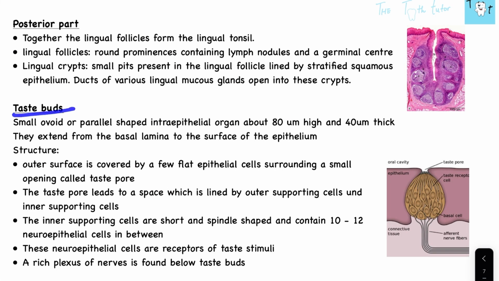So what are taste buds? And this is a definition. These are small, ovoid or parallel shaped intraepithelial organs. Intraepithelial means within the epithelium. Okay. These are about 80 micrometers high and 40 micrometers thick. Okay. They extend from the basal lamina to the surface of the epithelium. So this is the definition of a taste bud.